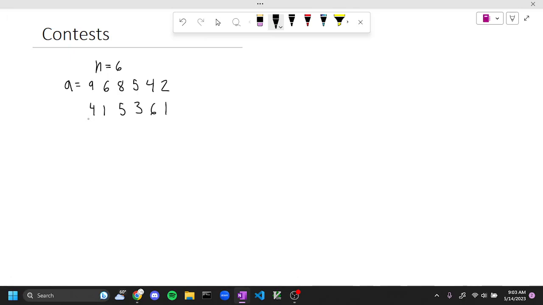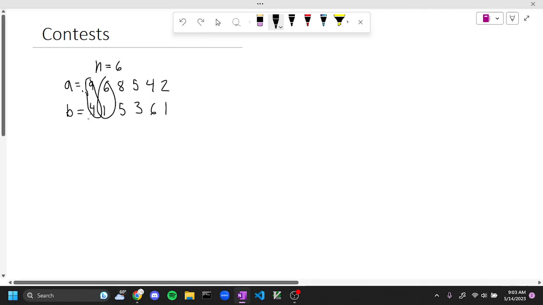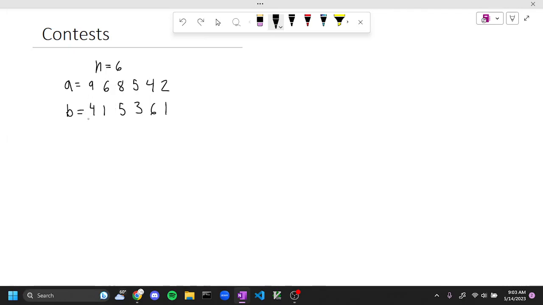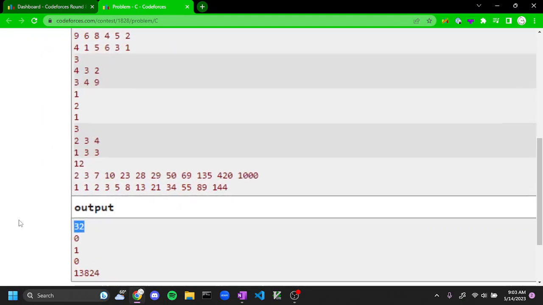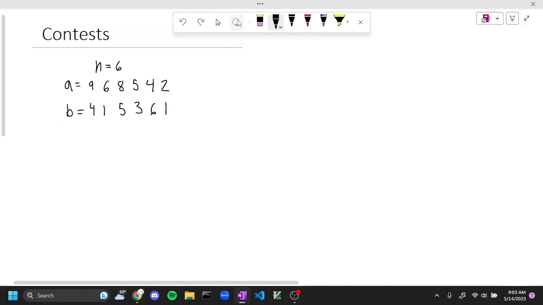Okay, so how many ways can we reorder the array A such that all A sub i's are greater than B sub i? So 9 is greater than 4, 6 is greater than 1, 8 is greater than 5, 5 is greater than 3. But wait, 4 is not greater than 6. So this would not count as one of the ways to reorder it. So we have to find other ways. And we can see that the expected answer is 32. So how do we get 32?